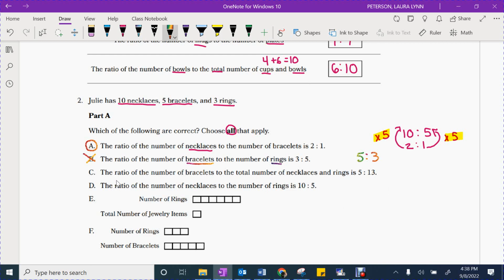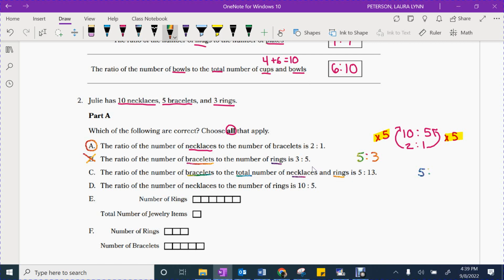Part C, the ratio of the number of bracelets, okay, so bracelets was 5, to the total number of bracelets and rings. Well, to find a total, we add.